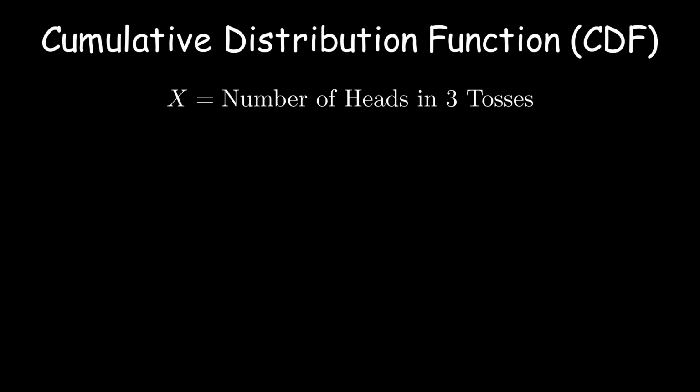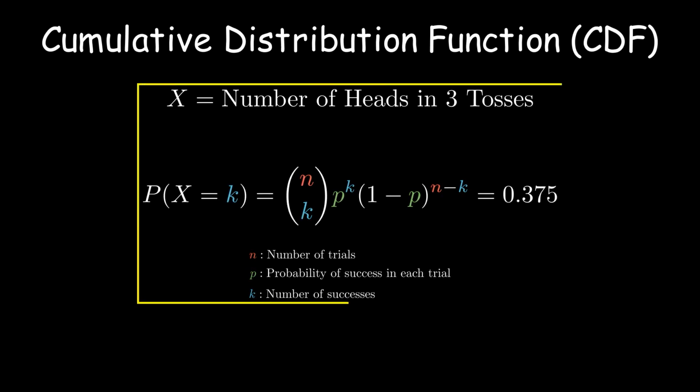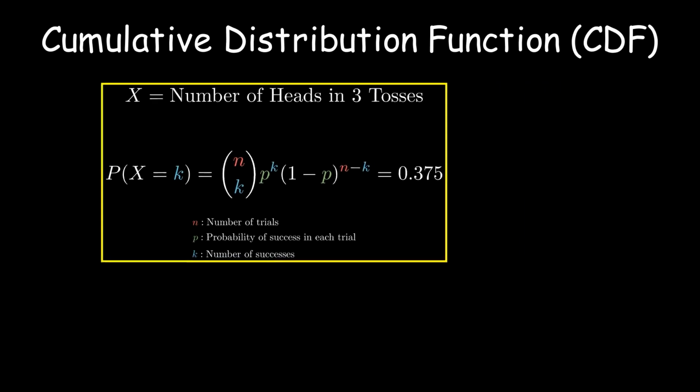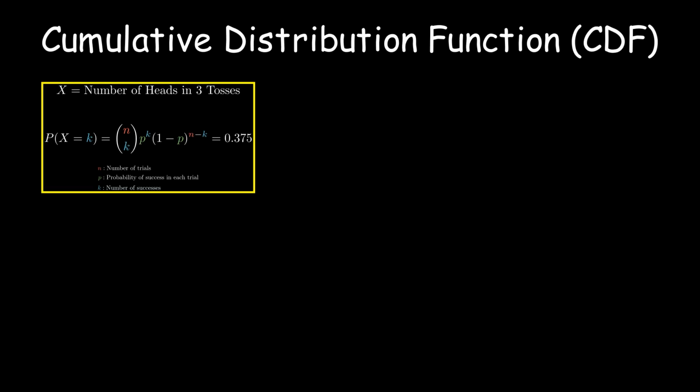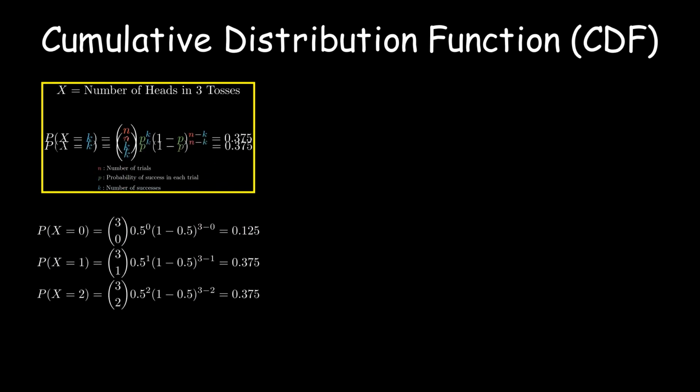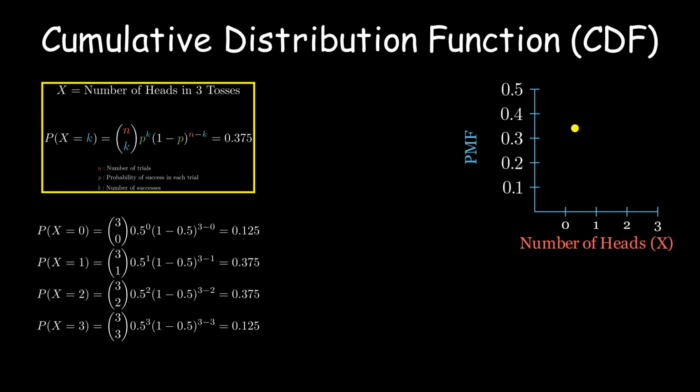Let's understand the CDF with the same example we used in the binomial distribution chapter video. Recall that we had a fair coin that we tossed 3 times and we wanted to find the probability of getting exactly 2 heads. We defined PMF of binomial distribution like this. Then using this formula, we calculated the probability of getting all possible values of x such as 0, 1, 2, and 3. And finally, using these probabilities, we plotted the PMF of the binomial distribution.